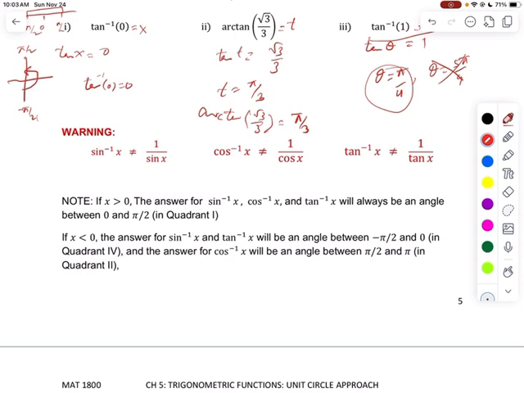Okay. So I will stop here and do the next video, in which we will be finding a bunch of values of inverse functions.